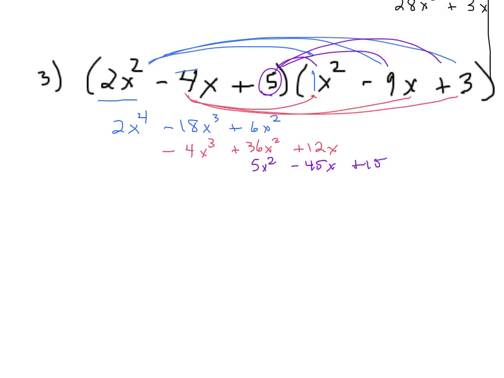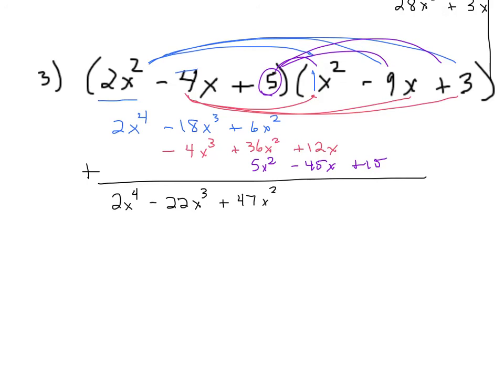Now that we've done every term times itself, right, now we can add them up. If you want to do it horizontally, that's fine. I'm going to do it vertically. The x to the 4th matches up with only itself. And we have two terms with an x cubed. So that's negative 22x cubed. We have three terms with the x squared. 6 plus 36 is 42, plus the 5 is 47x squared. And then we have a positive and a negative. The negative is bigger, so it's going to be minus. And if we subtract them, we get 33x, and then just the 15.